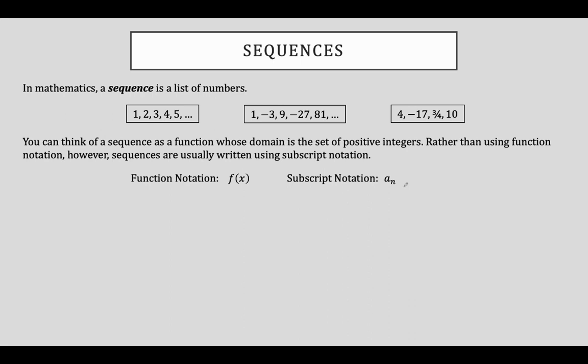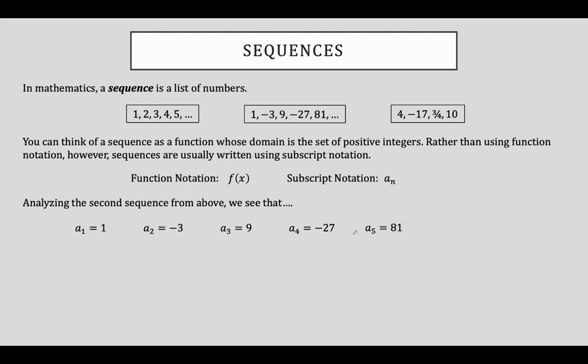of our sequence. Analyzing the second sequence from above, this one right here in the middle, we see that a1, a subscript 1, or a sub 1 is equal to 1. In other words, the first term in the sequence is 1. A subscript 2 would be -3. That's the second term in the sequence. A subscript 3, that would be 9, the third term in the sequence. A sub 4 would be -27, the fourth term. A sub 5 would be 81, the fifth term in the sequence.